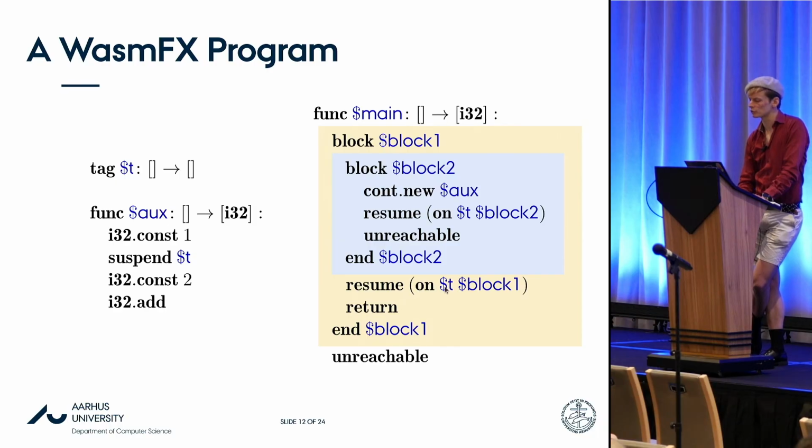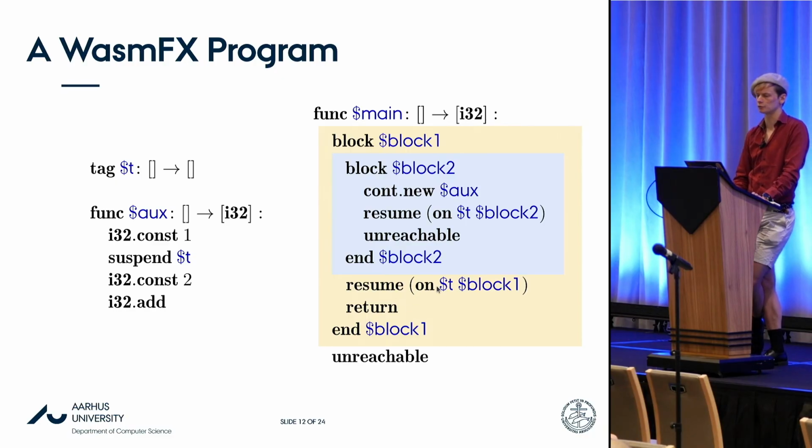As you can see, I'm saying on T exit block 1, meaning if I see another suspension, I will now be exiting block 1, this yellow block. And then I will see this unreachable instruction. So I better not see another suspension, but all is well because I'm just seeing 2, add, and then this function terminates, and I execute what happens after the resume, which is a return.